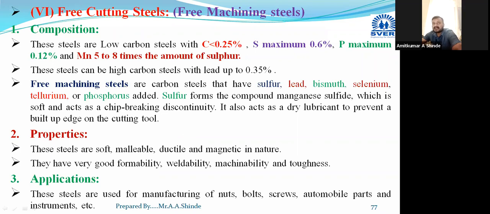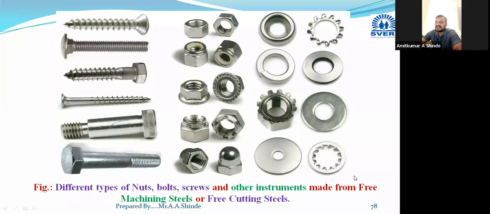Now as we have understood the composition and properties, you will easily be able to remember the applications. These free cutting steels or free machining steels are generally used for manufacturing different kinds of nuts, bolts, screws, and different kinds of automobile parts and instruments. Here I have highlighted that's why it is termed free cutting steel or free machining steel. Easily we can perform machining operations on the steel and form different machine components at very high speed, or very high manufacturing rate, using a very high material removal rate. Different types of nuts, bolts and screws are highlighted here.